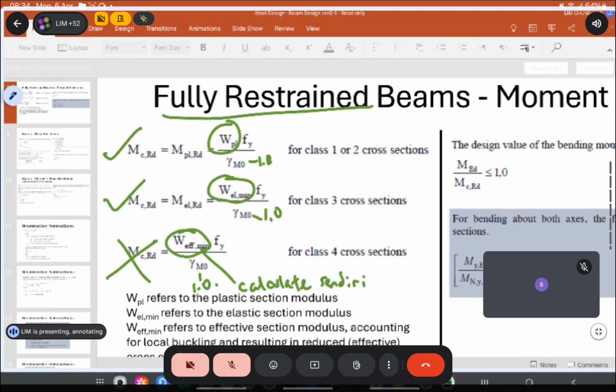Okay, now what happens after you calculate this? So I calculate the MCRD. What happens after that?